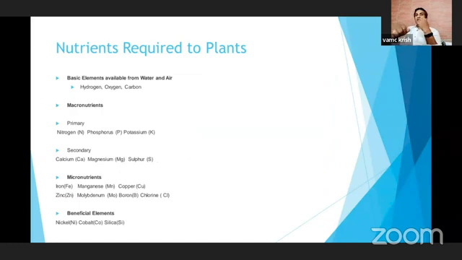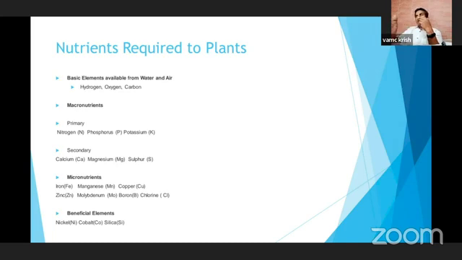Nutrients required by the plant: basically, 7 types of nutrients are mostly needed for plants. The basic elements available from water and air are hydrogen, oxygen, and carbon, which are freely available in the environment. Then there are macronutrients and micronutrients, which are very important for plant growth.